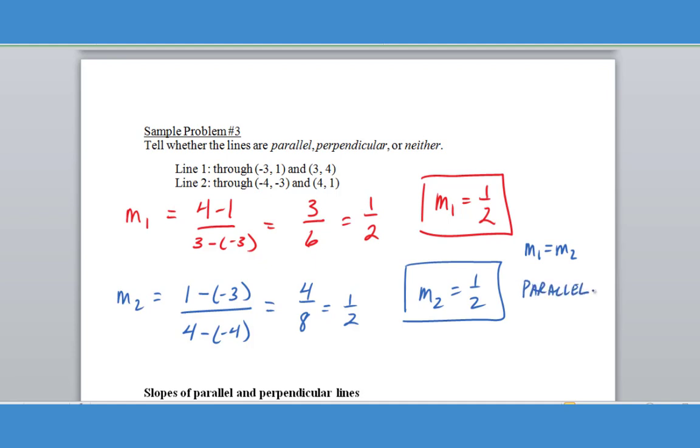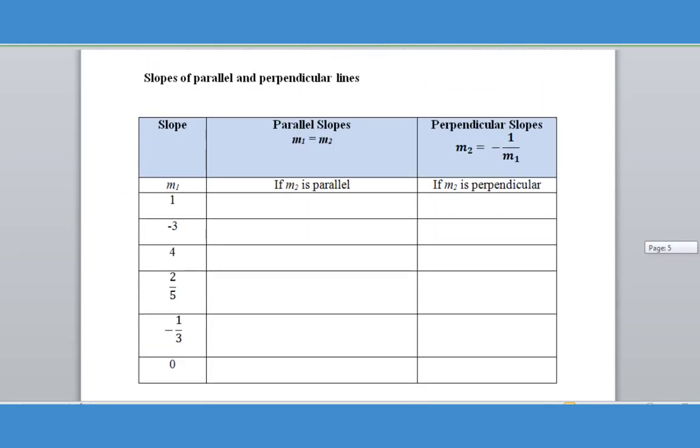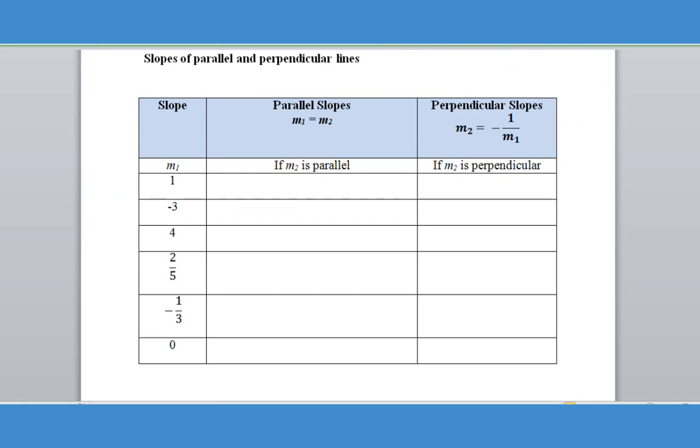And of course, if we wanted to, we could plot the two points and then draw a line through them, and we could visually see whether they were parallel or not. Now, on this final little table, one of the things that we need to be able to do is to quickly determine what the slope is, if it's parallel or perpendicular, without actually having to solve anything. So if we're given an equation of a line and we recognize the slope, we can quickly determine the slope for parallel and perpendicular lines as well.